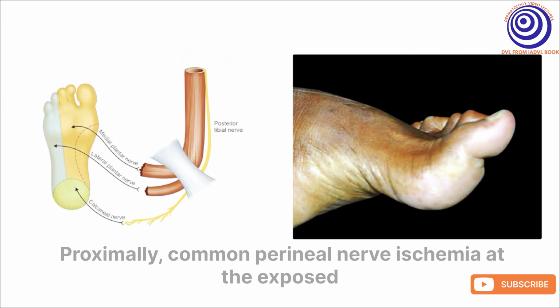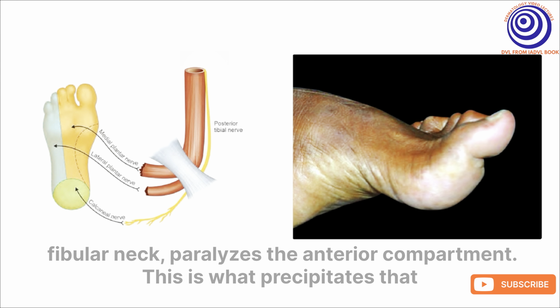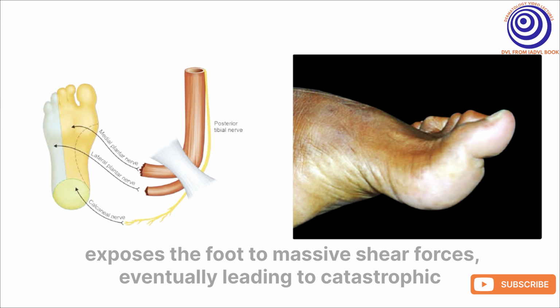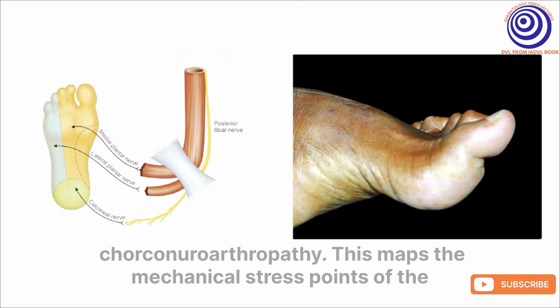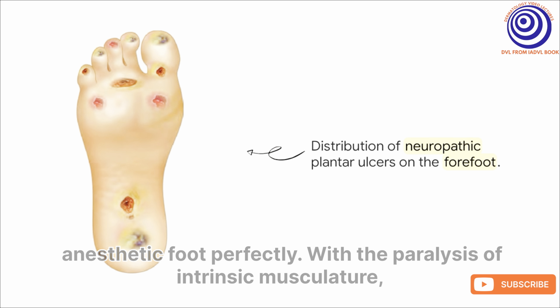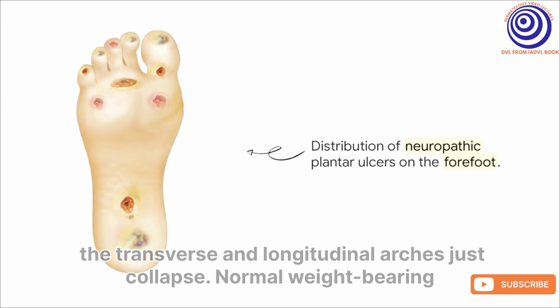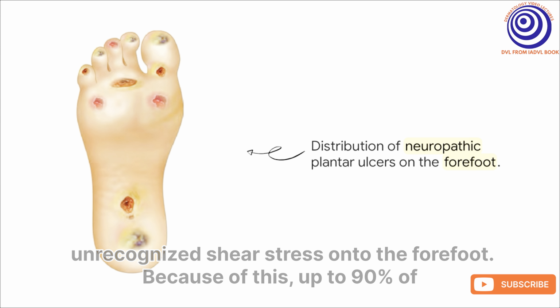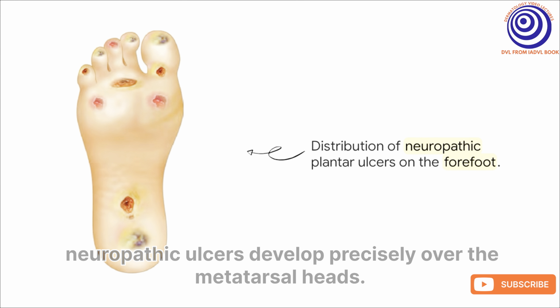Proximally, common peroneal nerve ischemia at the exposed fibular neck paralyzes the anterior compartment. This is what precipitates that rigid foot drop and a compensatory high-stepping gait. And man, that exposes the foot to massive shear forces, eventually leading to catastrophic Charcot neuroarthropathy. This maps the mechanical stress points of the anesthetic foot perfectly. With the paralysis of intrinsic musculature, the transverse and longitudinal arches just collapse. Normal weight-bearing forces are entirely thrown out the window, shifting immense, unrecognized shear stress onto the forefoot. Because of this, up to 90% of neuropathic ulcers develop precisely over the metatarsal heads.